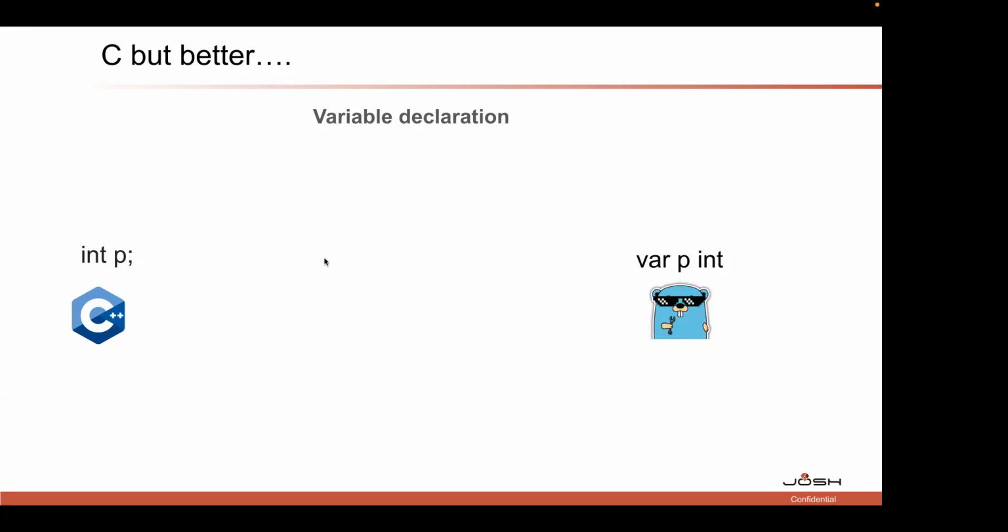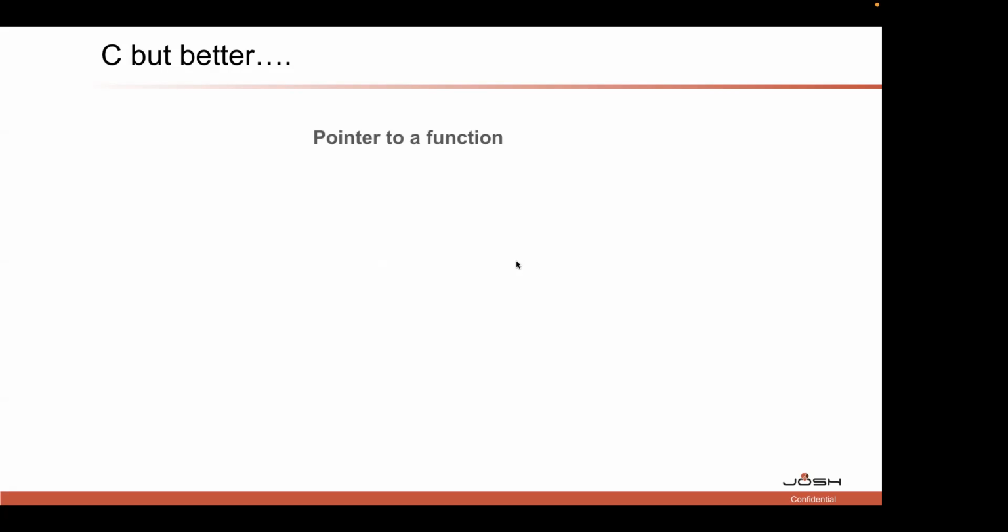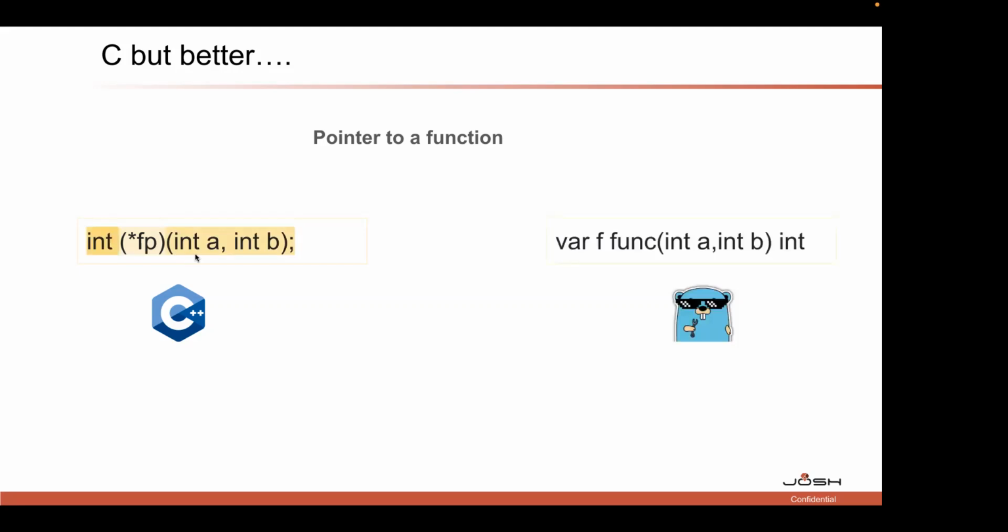Now, looking at this example, it might seem that C++ is actually simpler than Golang in terms of readability. So I'm going to take a more complex example and prove to you that Golang is indeed simpler to read. Let's take a look at how to declare a pointer to a function in C++. Now, if you don't know pointers, don't worry. I'm not teaching you pointers. This is just supposed to be an example. So this is a pointer to a function fp, which takes two parameters, both integers, and returns an integer.